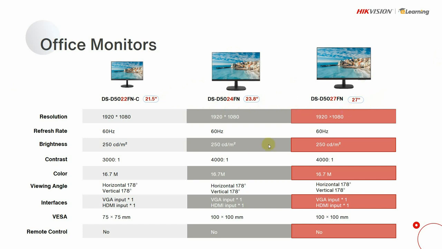The only difference is that the first office monitor with the 21.5-inch screen size has lower contrast, and the rest of the parameters are the same. And also the VESA standard for the first monitor with the small screen size is relatively smaller. They all have a refresh rate of 60 Hz and brightness of 250 candela per square meter, and they all have a wide viewing angle with VGA and HDMI interfaces. Alright?